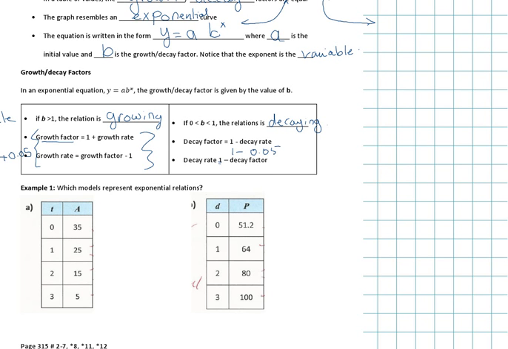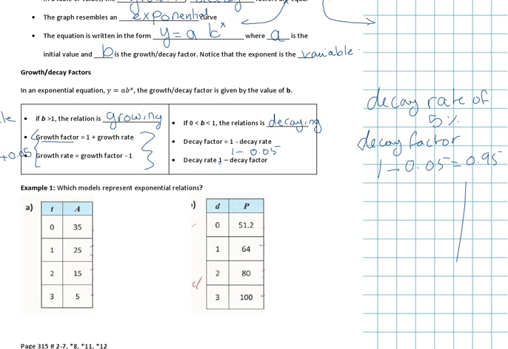Okay? So let me give you the example. You have a decay rate of 5%, right? To find your decay factor, you do 1 minus 0.05, which is 0.95. So your decay factor is 0.95. Are we okay with this?